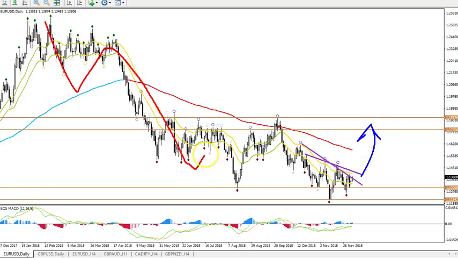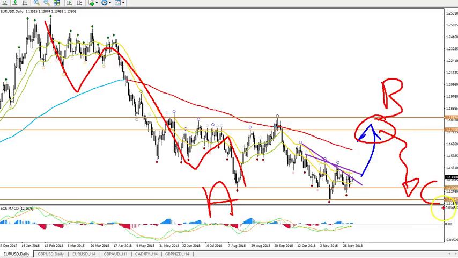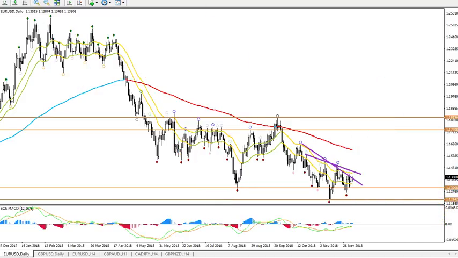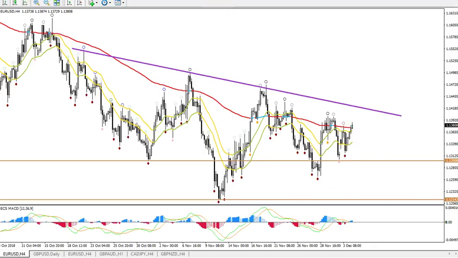Once again, we had 5 waves here. So I think that this could be wave A, up it goes for wave B, and that this could be a resistance zone for the start of a bearish wave C. But that's something for way further down the line. For the moment, the bullish breakout is the most interesting at this point.